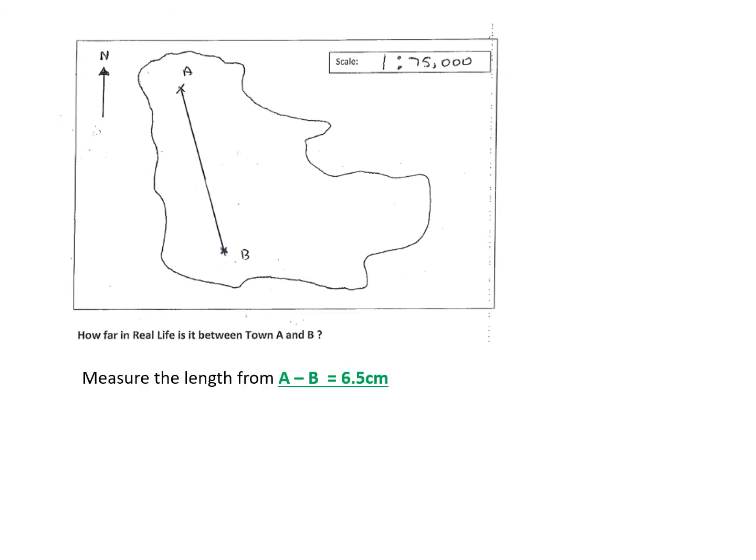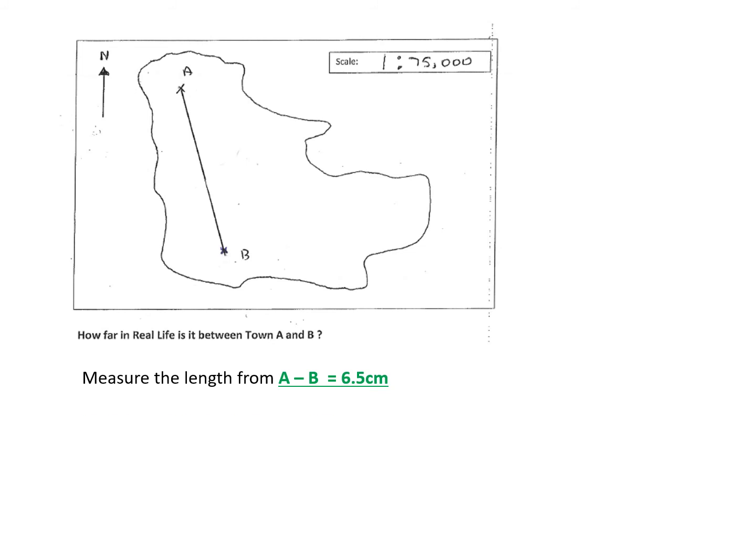So all we do is we firstly measure using a ruler the distance between A and B. And I would recommend that you pick the centre point, the middle bit of the little X, or the middle bit of a circle, to get a more accurate measurement. And when I measured that, I got 6.5 centimetres, and that's just on the scale plan.